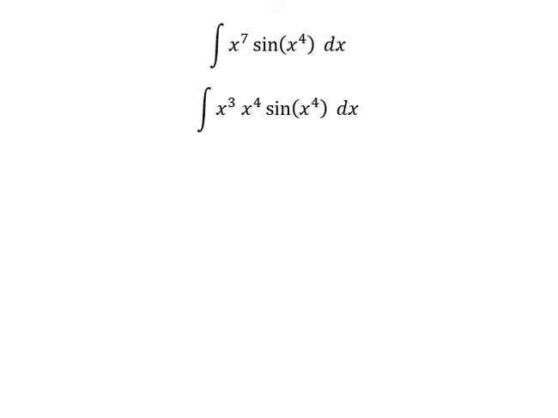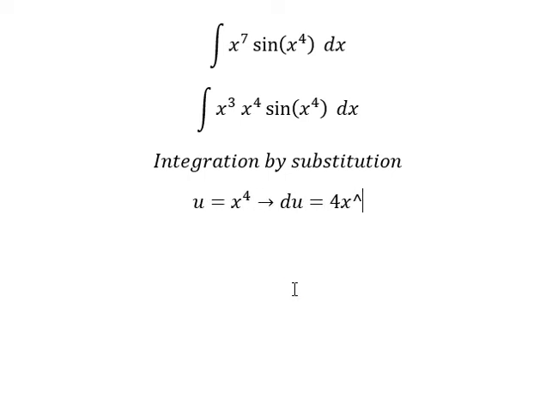Next, we can use integration by substitution. So I will put u equals s to the power of 4. Later, we need to do the first derivative for both sides, and we have 4s to the power of 3 ds. Because we don't have the number 4 in here, we divide both sides by 4.